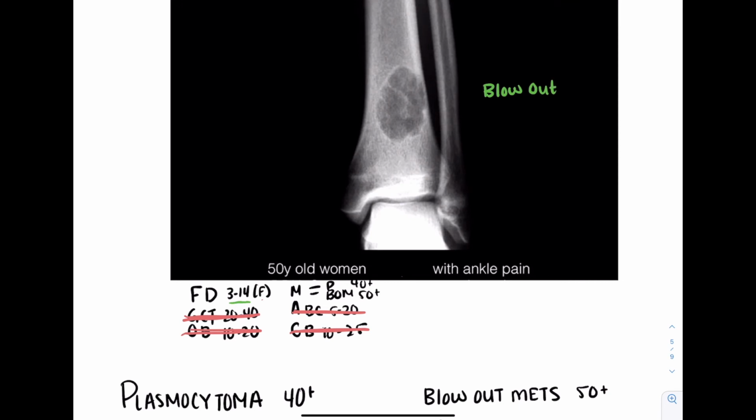My follow-up, if I'm ever thinking of that, is I would want them to get a bone scan for plasmacytoma. But I wouldn't order the bone scan. I would send them to their PCP. And then fibrous dysplasia. Really, the order here doesn't matter much, but because they're 50, I'm putting blowout mets first. If this was a 45-year-old, I would put plasmacytoma first, just because of the age.